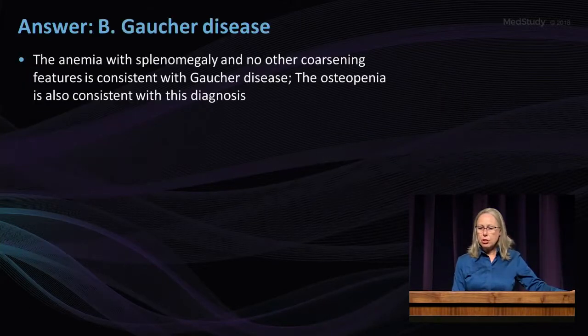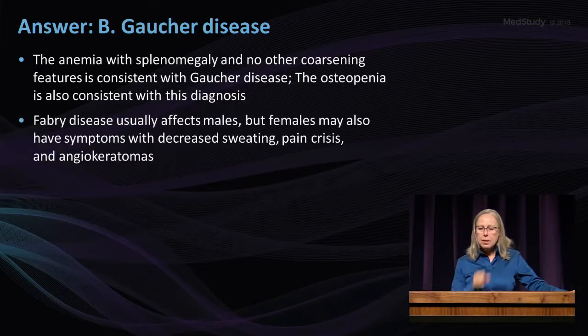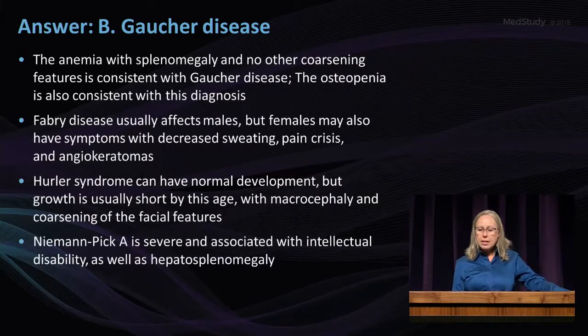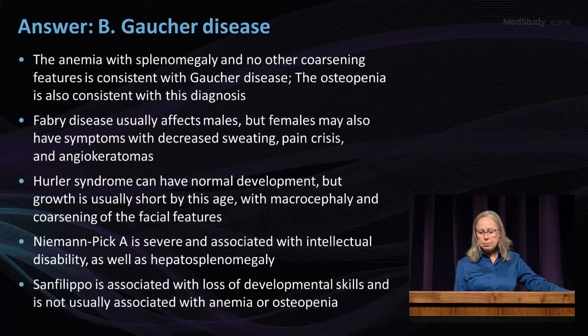And indeed, this is Gaucher's. So we've got splenomegaly, and there are no other facial features. There's no coarsening of the features, and the osteopenia goes along with that. Fabry's usually affects the men, but women can also have problems with pain crises and the angiokeratomas. Hurlers, you could have normal development, but growth is usually short by this age, macrocephaly and coarsening. Niemann-Pick is severe and associated with ID as well as hepatomegaly. In Sanfilippo, you should be seeing loss of skills.